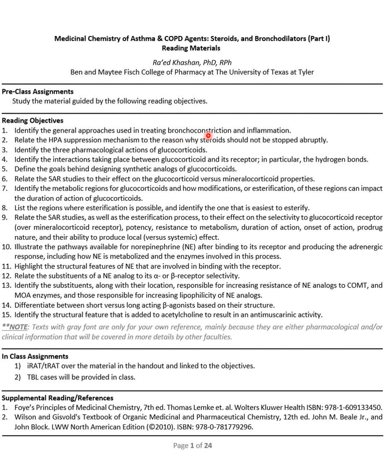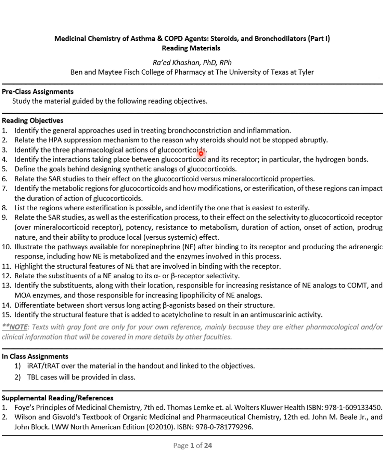And then also relate the HPA suppression mechanism to the reason why steroids should not be stopped abruptly. Also identify the three pharmacological actions of glucocorticoids. As you will see, what makes glucocorticoids unique in their use as anti-inflammatory is that they have three different actions that they exert, unlike the case of, for example, the non-steroidal anti-inflammatory, where they only stop the inflammation. Glucocorticoids have three different actions. One of them is stop the inflammation, but there is other two.